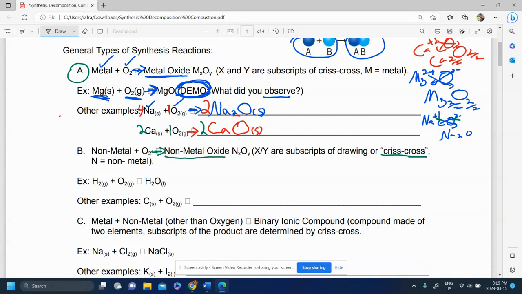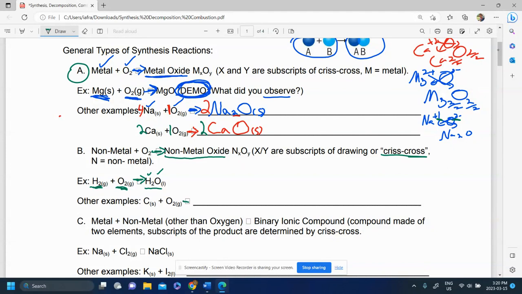You can draw Lewis structures and you can figure out how many will be bonded to each other. Or you could just put a reasonable compound that you have some knowledge of for now. So for example, if I had H2 and O2 reacting, a reasonable compound would be H2O. Notice we have two nonmetals. We have a nonmetal over here plus the oxygen gives you a nonmetal oxide. So a nonmetal element with oxygen combined there.